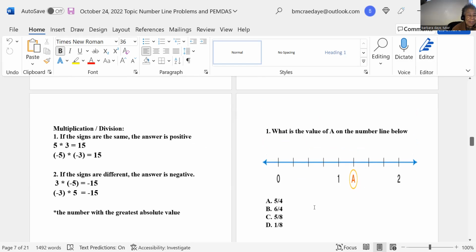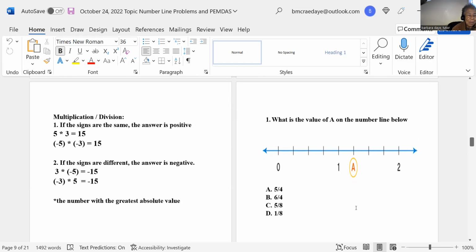Okay. Now, see if you can do this one, Marietta. What is the value of A on this number line? Now, remember, this is a 1 and this is a 2, right? So that means each one of these will represent what? Fourths? 1/4, 2/4, 3/4, 4/4. So 1, 1 and 1/4, 1 and 2/4, 1 and 3/4, 1 and 4/4, which is a 2.